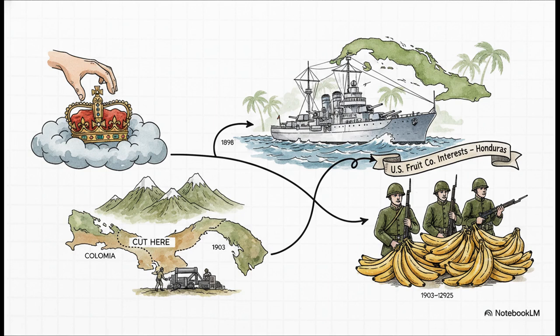And you can see this playing out all over the map. The U.S. backed the overthrow of Hawaii's own monarchy. It occupied Cuba after the Spanish-American War. It even supported Panama's split from Colombia, which, not coincidentally, helped secure the rights to build the Panama Canal. And in places like Honduras, U.S. troops were sent in again and again, all to protect American fruit companies.